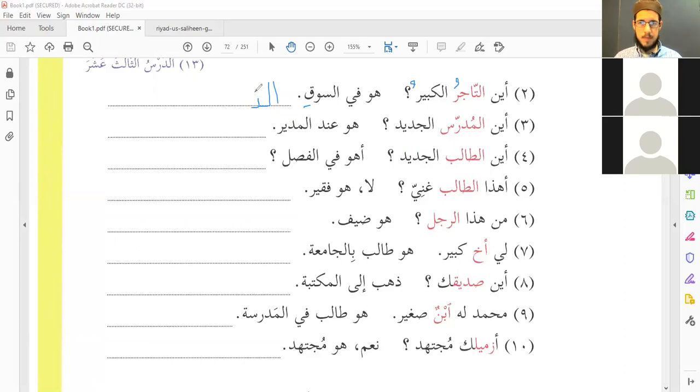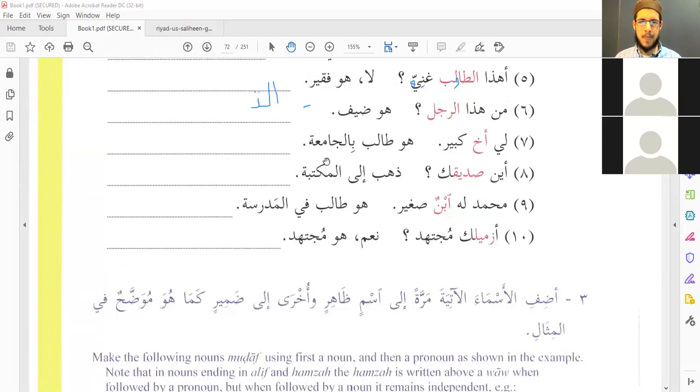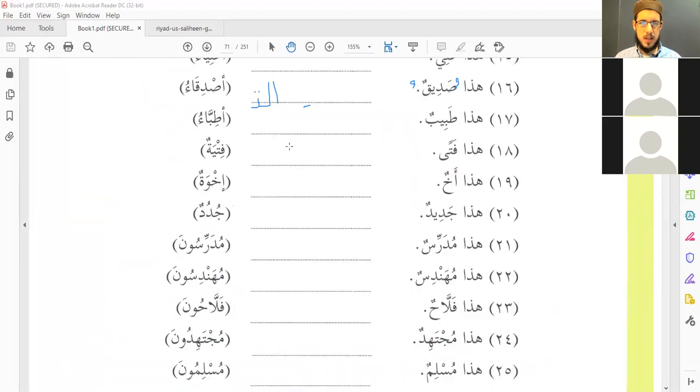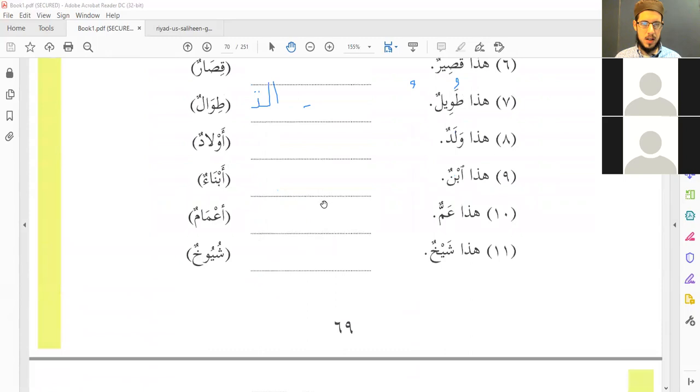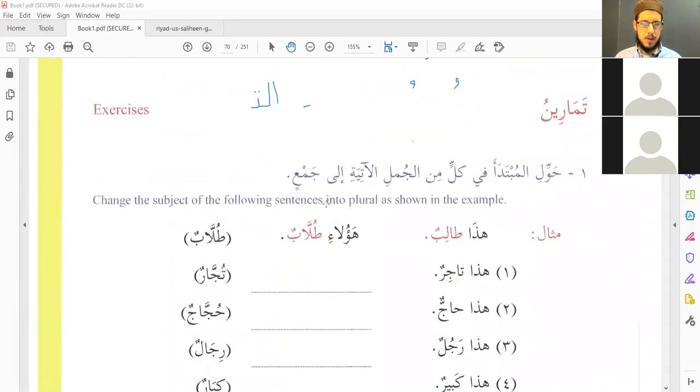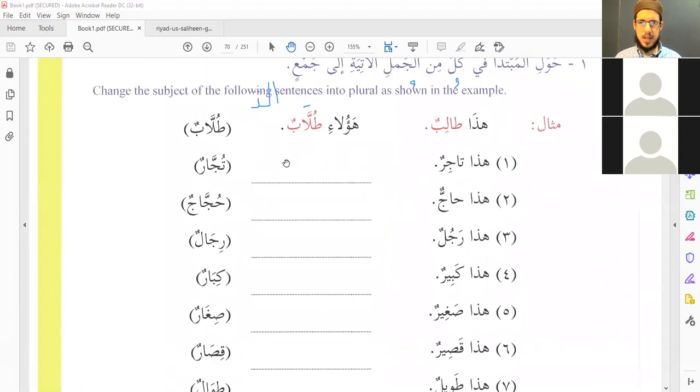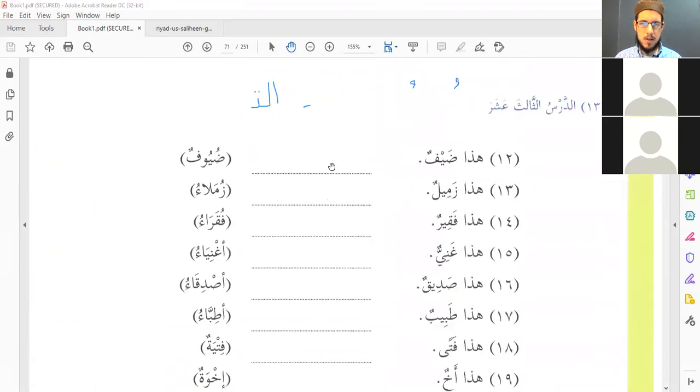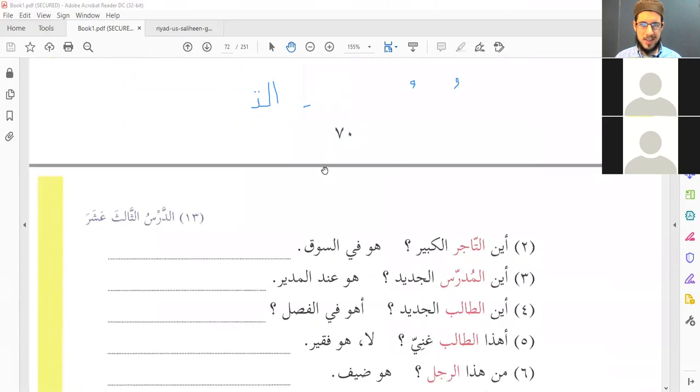I'm not going to check right now. Let's see, where was it? These are adjectives that are becoming plural. Oh, they have them right here. So it's the very last exercise. We're on page, what is that? 70? Yeah. In the PDF, it's page 70. All right, so page 70 is going to give you pretty much all of the plural forms that you'll need, inshallah.